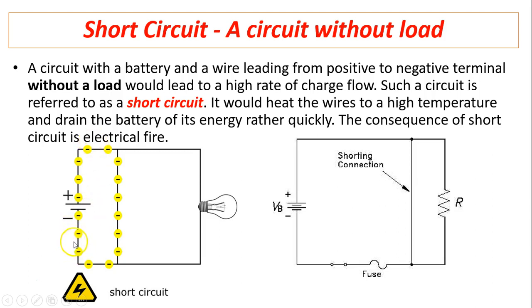This can produce fire. So in order to prevent fire, we put a fuse in the circuit. The fuse is there to prevent fire. How does the fuse work? When the current is very high, the wire heats up and the fuse will break. Therefore, the circuit will not work. There will not be current, it will stop the current. Sometimes we use a circuit breaker instead of a fuse. A circuit breaker is another way to protect circuits from fire.